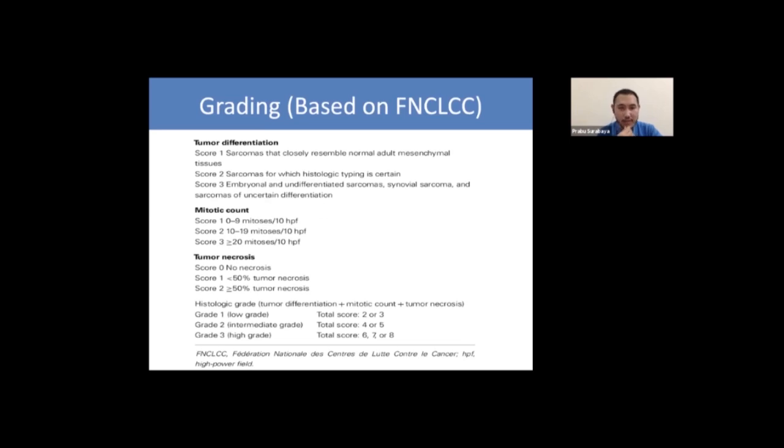In soft tissue sarcoma itself, there are some grading systems that we know. There is a grading system based on NCI, a grading system based on MSKCC, and a grading system based on FNCLCC. But the grading system based on FNCLCC is the most used in the world. NCCN and UICC use this grading. This grading is counted from the tumor differentiation, mitotic count, and tumor necrosis. From these three, we grade into low grade, intermediate grade, and high grade.